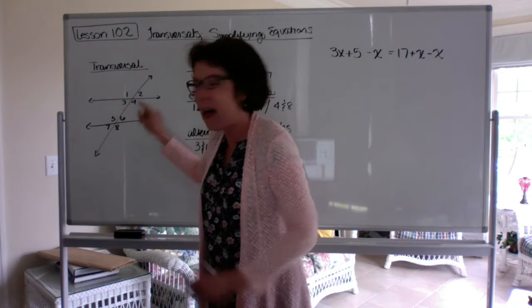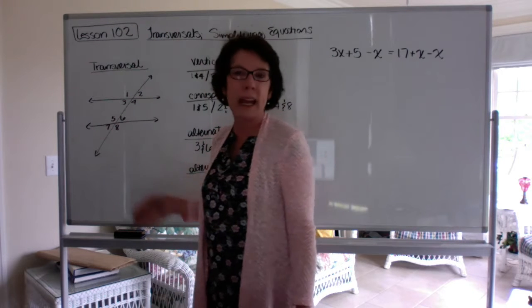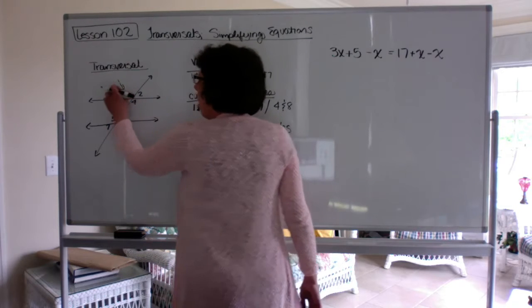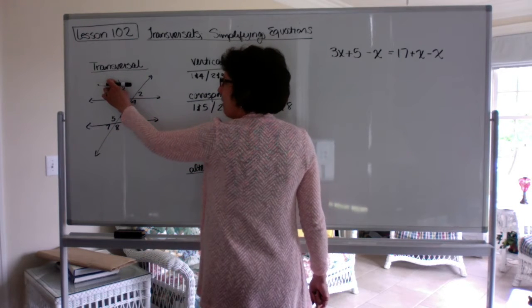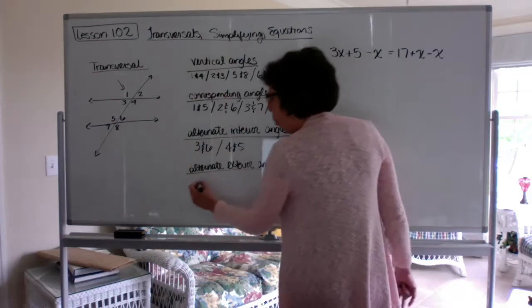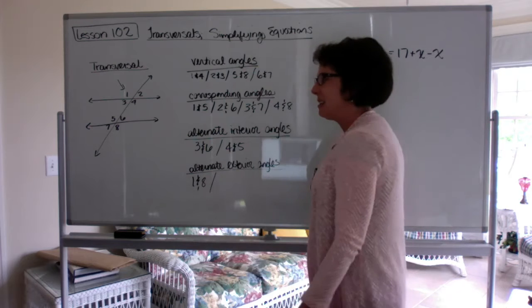Inside the parallel lines, outside. Okay, so 1, 2, 7, and 8 are my exterior angles. Well, alternate again. 1 is on the left side of the transversal. 8 is on the right side. So 1 and 8 are called alternate exterior.